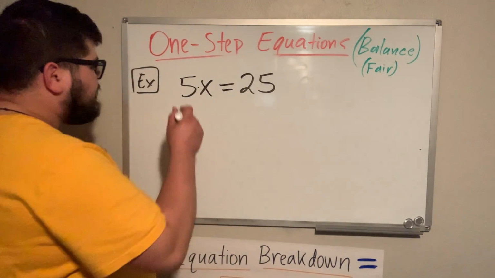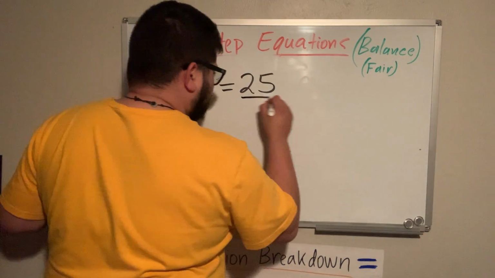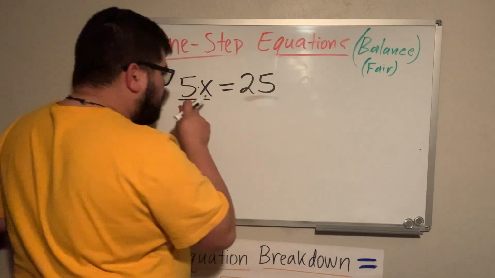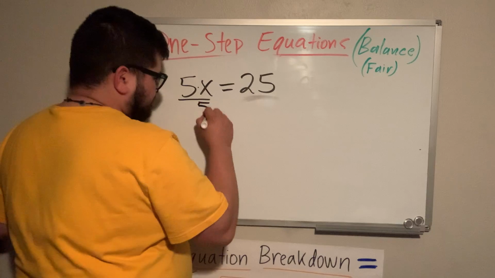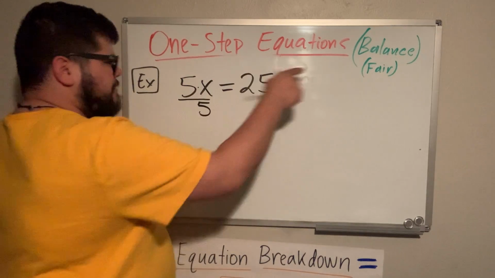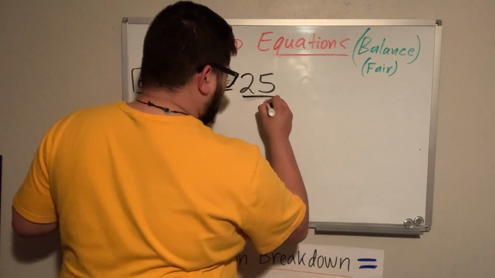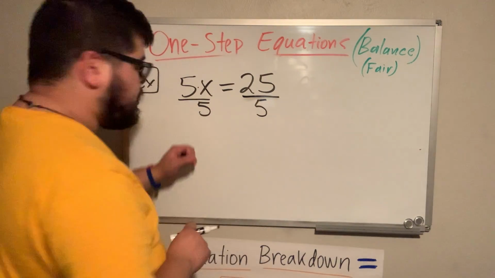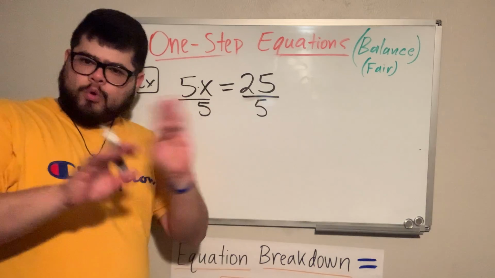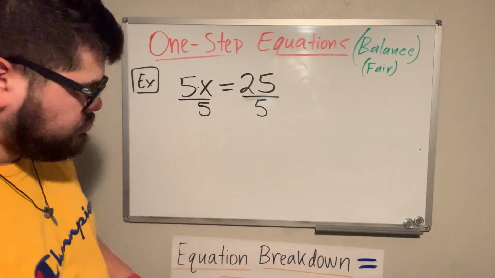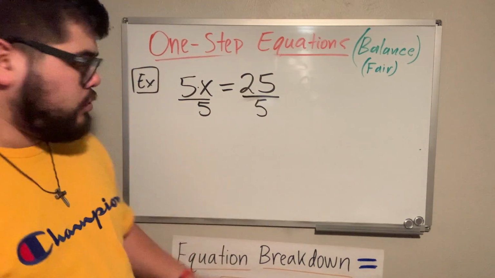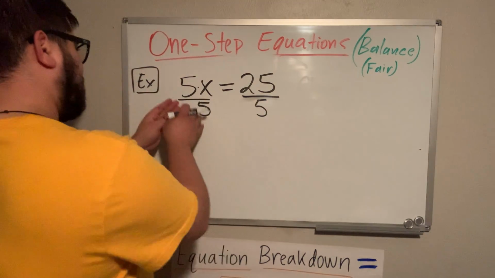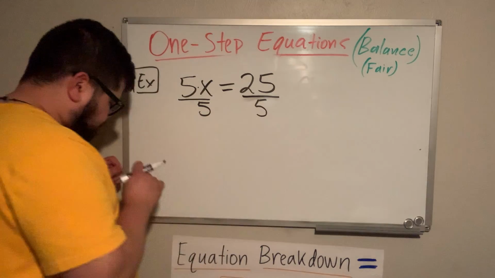Dividing by 5, right? So we're going to divide the left side by 5, and we've got to be fair to the other side. We also have to divide by 5. Okay, now please do not write a division symbol. We write the fraction line. No division symbols, please. We're writing the fraction line, okay? So we see what's happening. We divide the left side by 5 and the right side by 5.